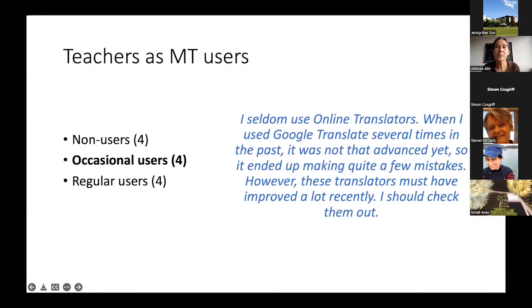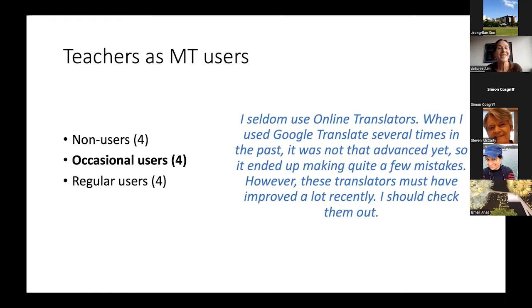Now, interestingly, teachers, as I said, it's a very small number, so maybe not that representative, although for my department it is, but of course I can't generalize those findings. But 4 of the 12 never used at all any machine translation. Then we had 4 occasional users and 4 who used it quite regularly. And I'm just reading out the occasional users, which I thought was an interesting quote. So the colleague who said, I seldom use online translators. When I used Google Translate several times in the past, it was not that advanced yet. So I ended up making quite a few mistakes. However, these translators must have improved a lot recently. I should check them out.